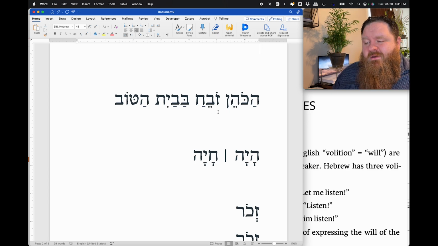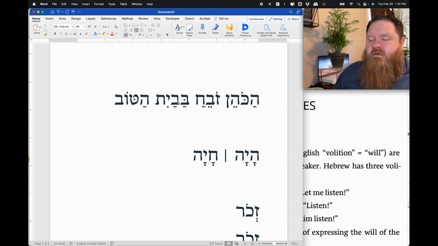Is it attributive? Probably not, since it doesn't have a definite article. Is it substantival? That would be possible, except we've got another noun here, and anytime you get two nouns in a row in Hebrew that aren't in construct, it gets a little fuzzy. So this is actually a predicative participle. It is predicating or asserting something about ha-kohen. So ha-kohen is zoveach, sacrificing. The priest is sacrificing or slaughtering.